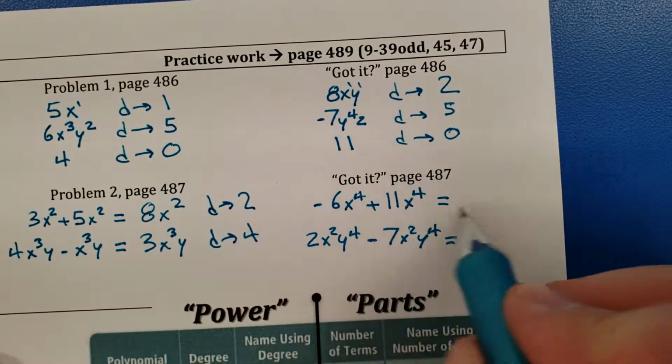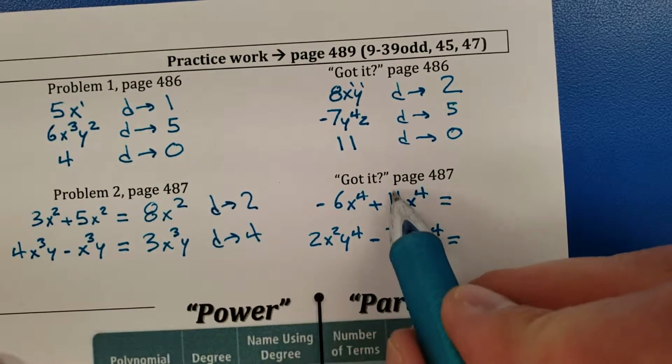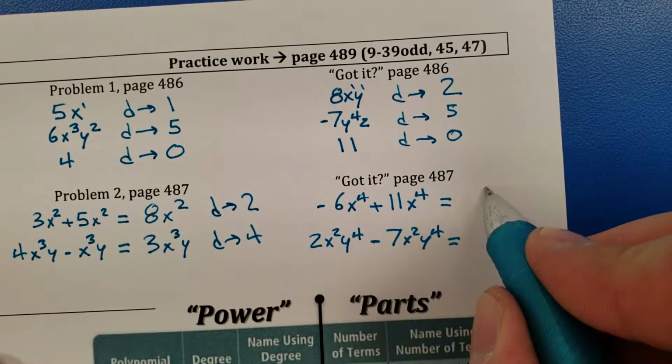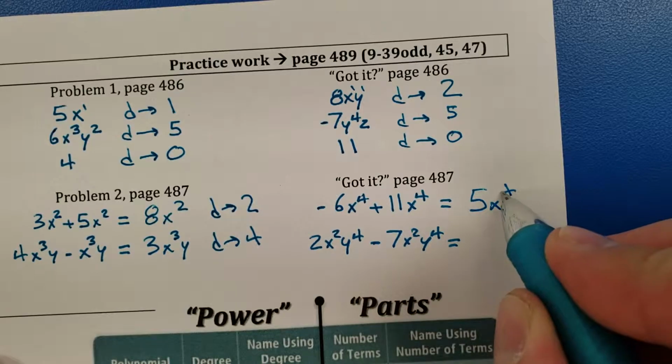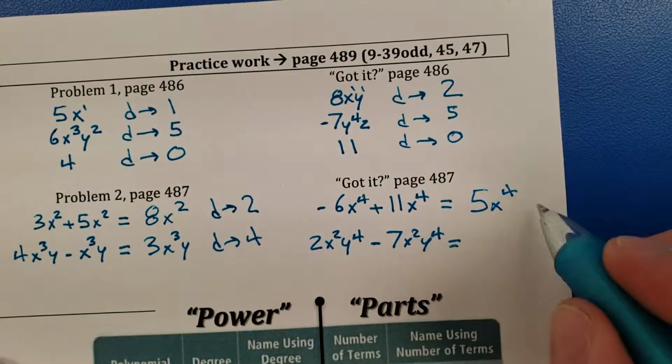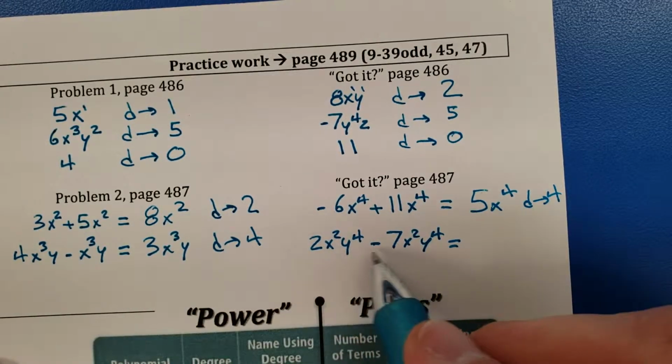We have negative 6 plus 11 things. If you flip that around, that's like 11 minus 6. That would be 5 things. Positive. Your answers could be positive or negative, just like anything else. In this case, that one's positive. We have a degree of 4. Okay. Here we go. We have 2 things minus 7 things.